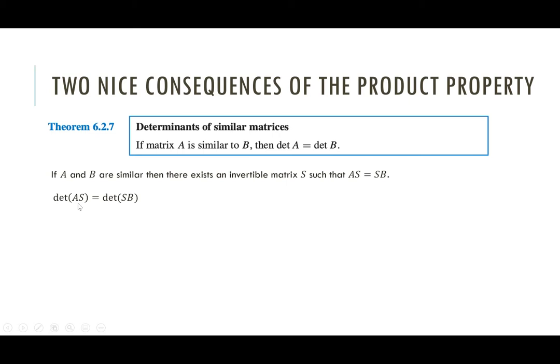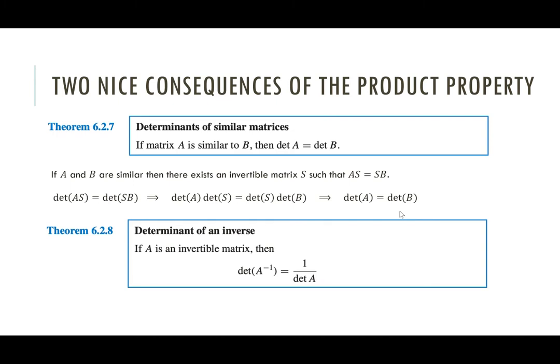So, all right, the determinant of AS must equal the determinant of SB. Now let's use our product property. Determinant of A times determinant of S is determinant of S times determinant of B. And then since S is invertible, the determinant is non-zero, so we can cancel that and just get that the determinant of A is the determinant of B. Cool.